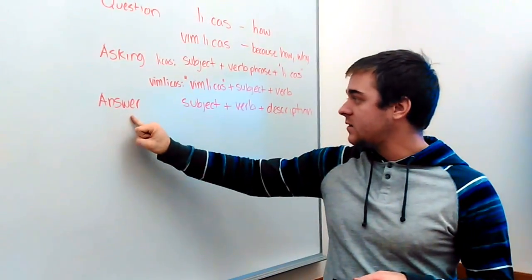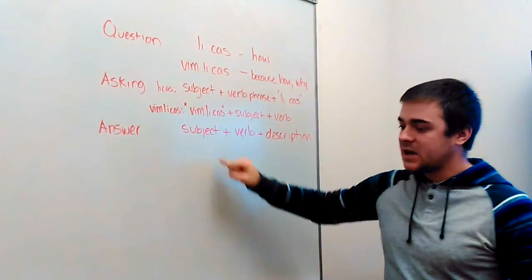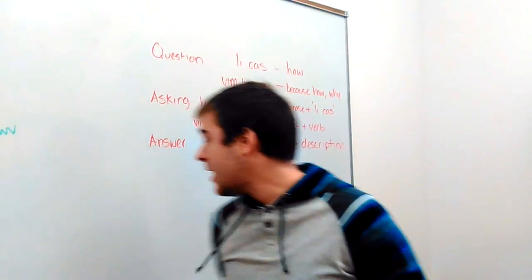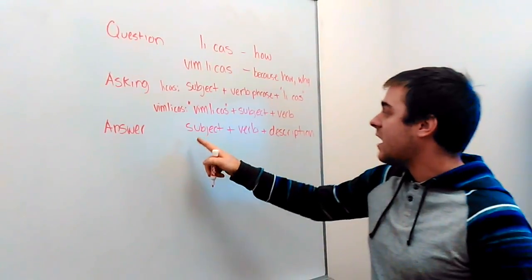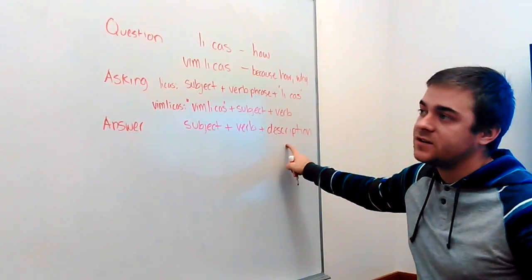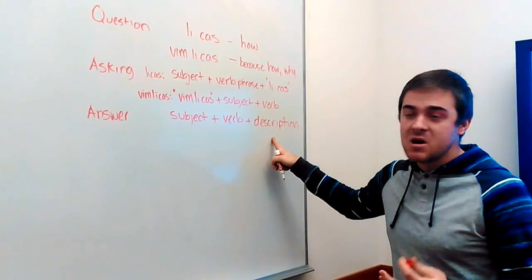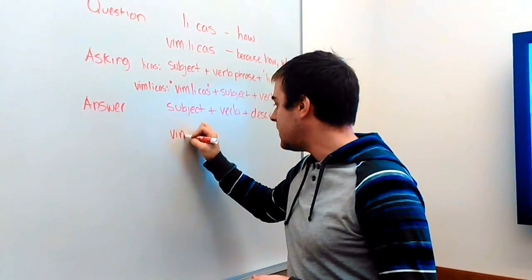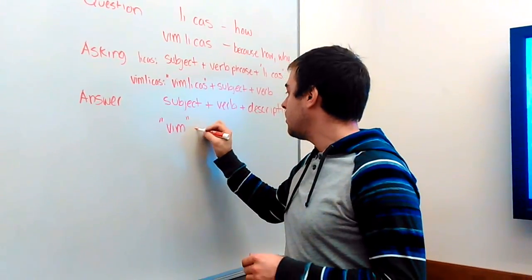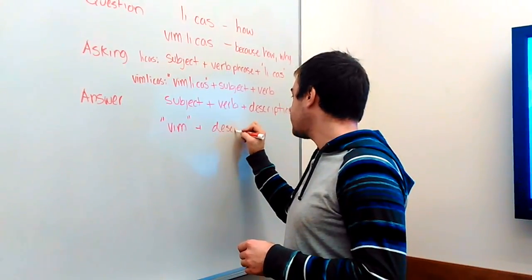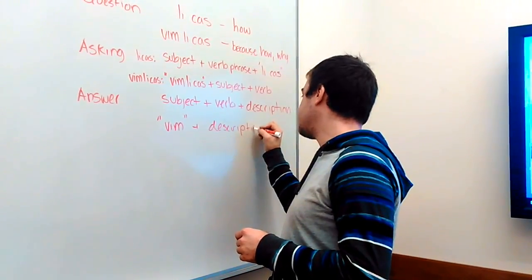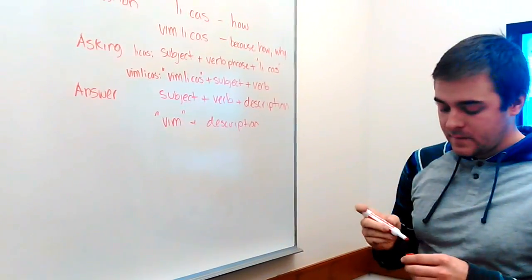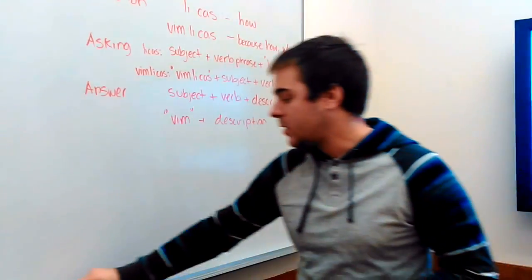And then answering these. I forgot to write this up, I'll do that right now. For lija, you'd say subject, verb, and then the description. So pretty much how. And for vi lija, you'd use the word vi plus the description or reason.